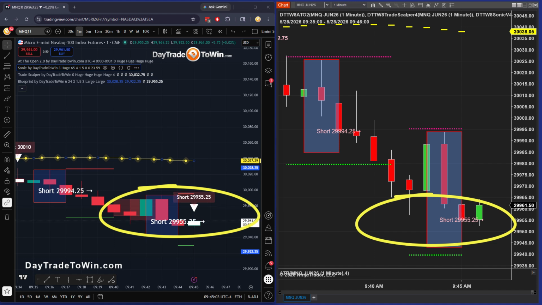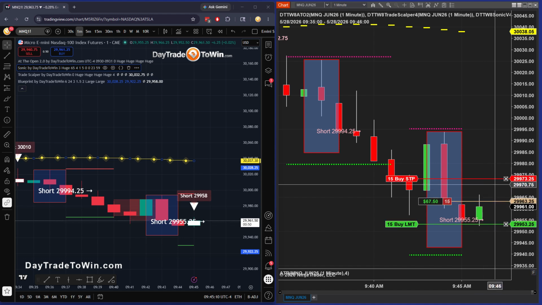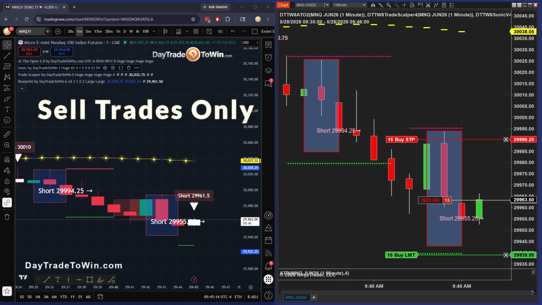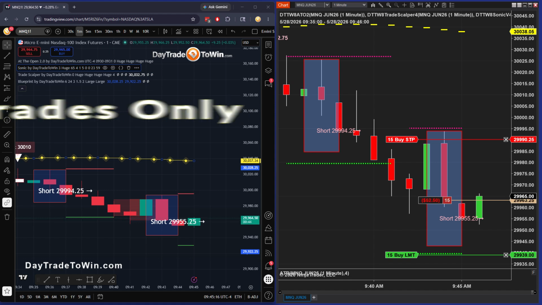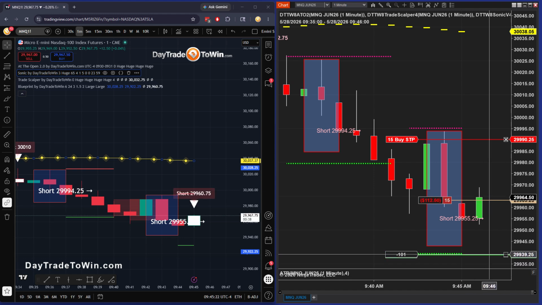Okay, so two signals here to go short. I want to enter short. Both TradingView and NinjaTrader are telling me to go short. I don't need to trade both charts. I'm just showing you because some traders are using TradingView only. Some traders are using NinjaTrader. So I want to show you both charting platforms using the DayTradeToWin software.